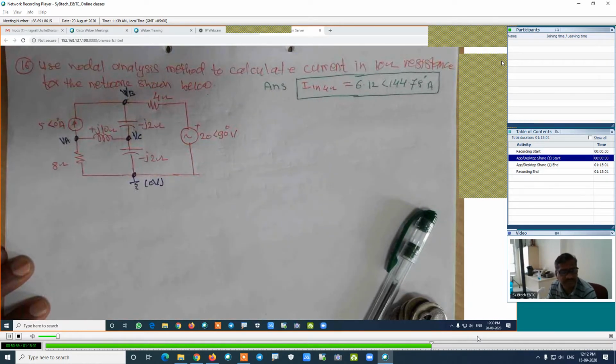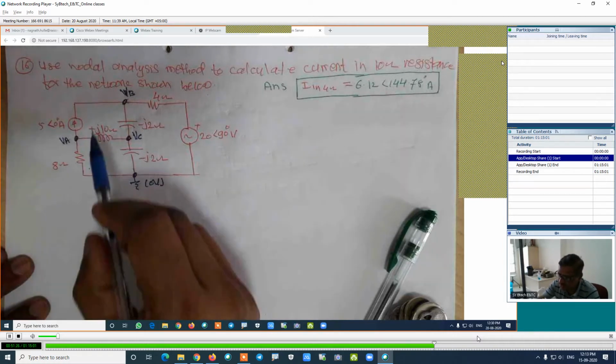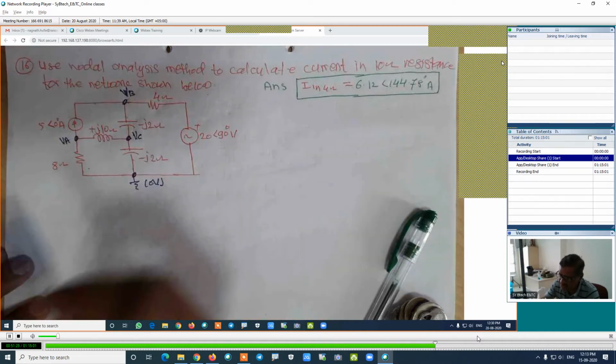Now here, how many branches we have? I'm expecting the answers from your side. How many branches we have? Rishikesh, Saurabh, Ruchira, Madhuri, Shailesh. Sir, 6. Absolutely right. We have 6 branches. This is 1, 2, 3, 4, 5, and this is the last branch, which is 6.